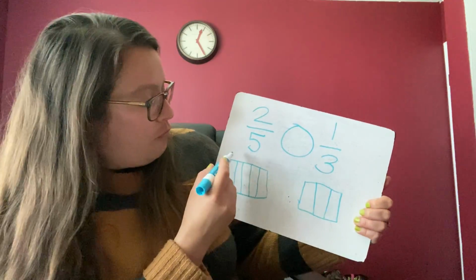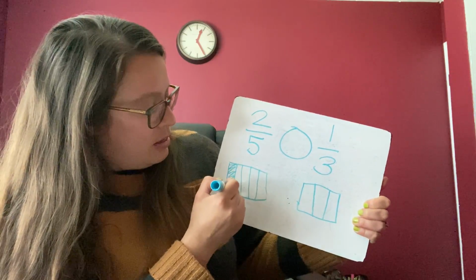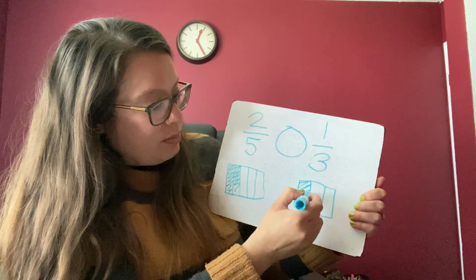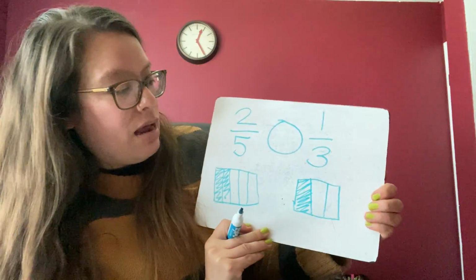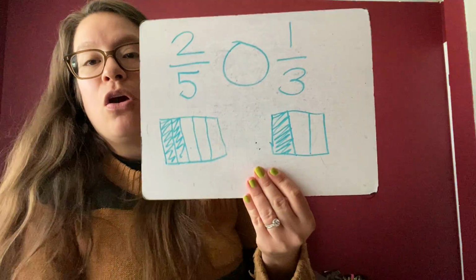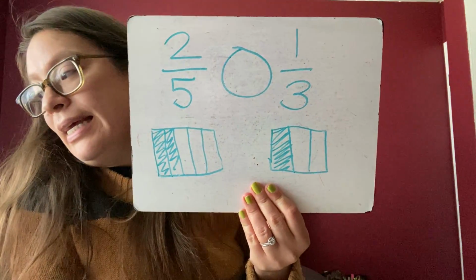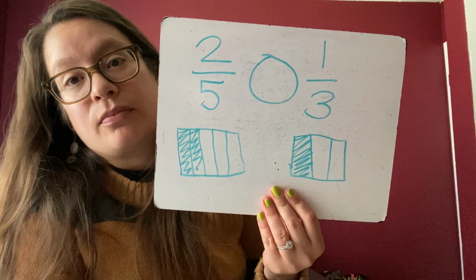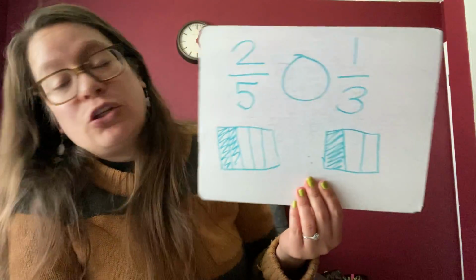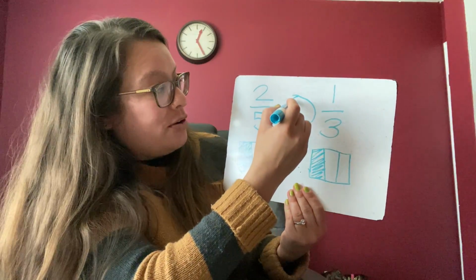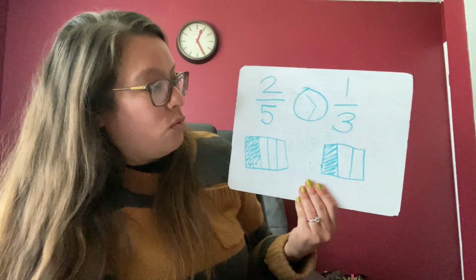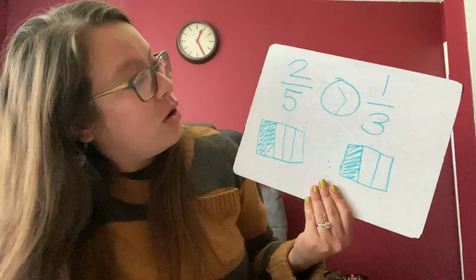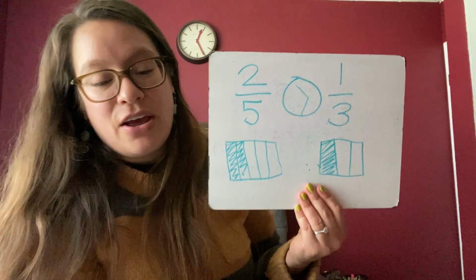All right, 2/5. So that would be 1, 2. 1/3 would be like this. Now, if you really looked at it, which one is greater than or equal to? 2/5 is actually greater than 1/3. 2/5 is greater than 1/3.